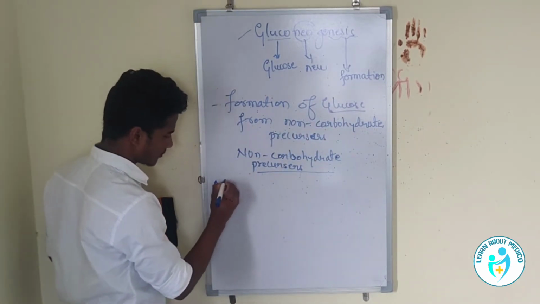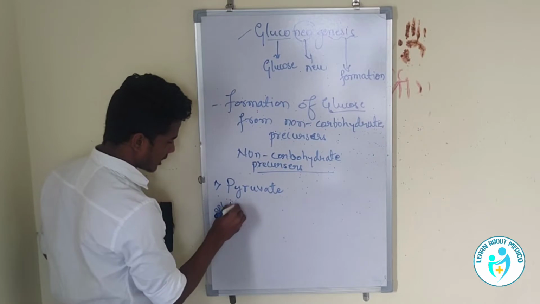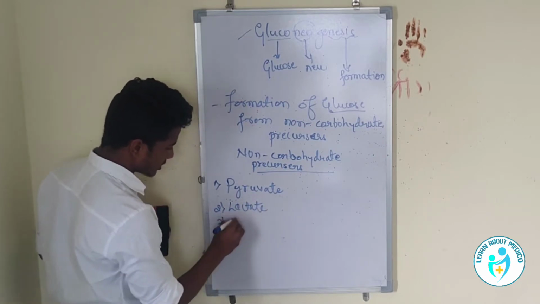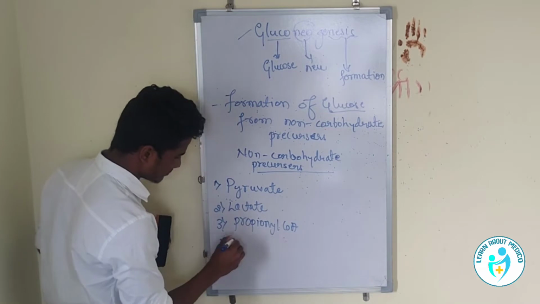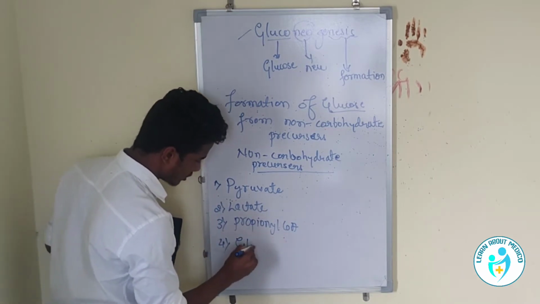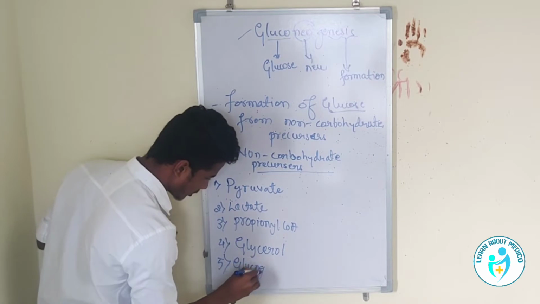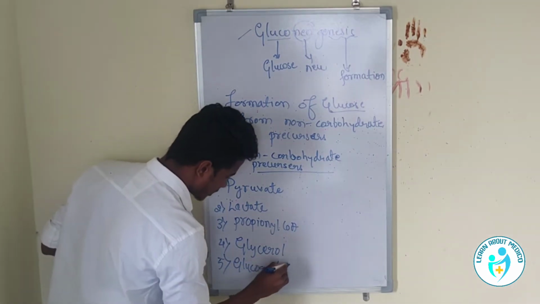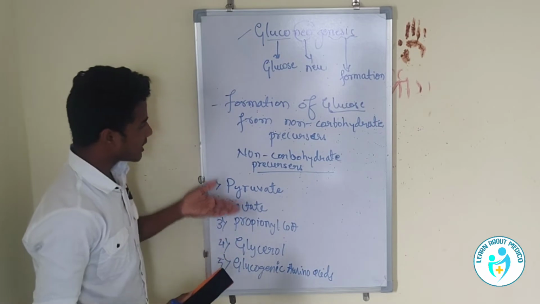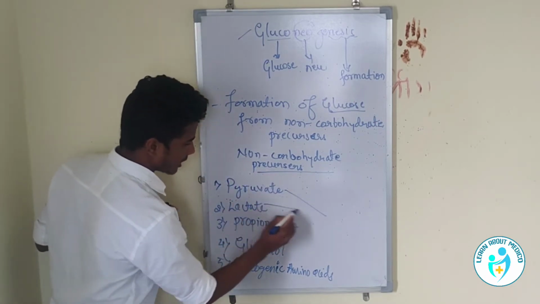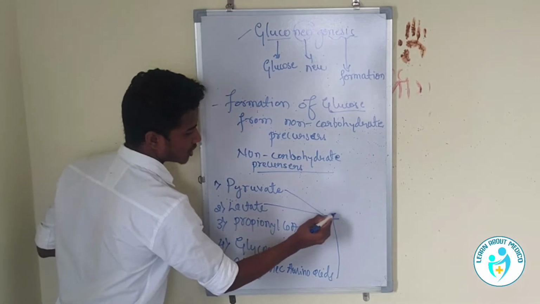The first one is pyruvate, the second one is lactate, the third one is propionyl CoA, the fourth one is glycerol, and the fifth one is glucogenic amino acids. These are the non-carbohydrate precursors: pyruvate, lactate, propionyl CoA, glycerol, and glucogenic amino acids.